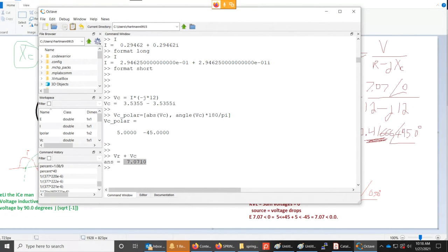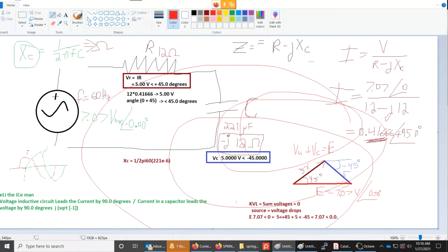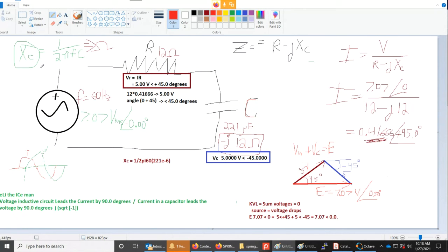And there's no angle there. There's no j term there. It's just 7.07. 5 at an angle of 45 plus 5 at an angle of minus 45 does not add up to 10. It adds up to 7.07. And all these values here are in RMS. All these values have been done in RMS.